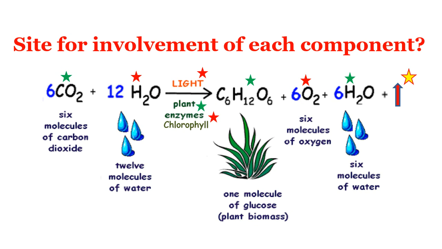Now just to answer this question, look at the different colors of stars. Here the red color star indicates the reaction occurring at a single location and the green color star indicates the reaction occurring at another single location, and this yellow color star indicates the energy dissipation in the overall course of the reaction.